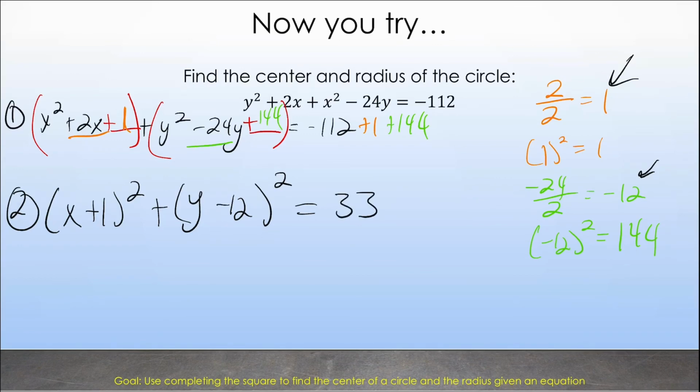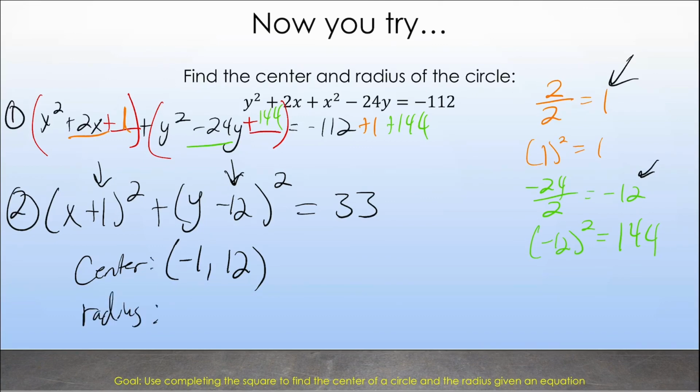Alright. So my center is at negative 1, positive 12. Remember, I'm going to take the opposite. I got those from my parentheses here. And then my radius is going to be the square root of 33. Alright, that's as easy as it is.